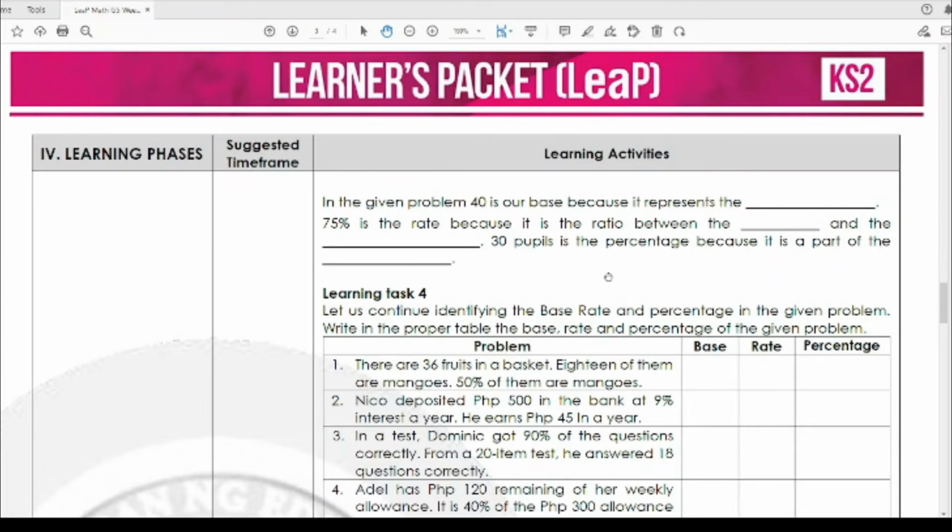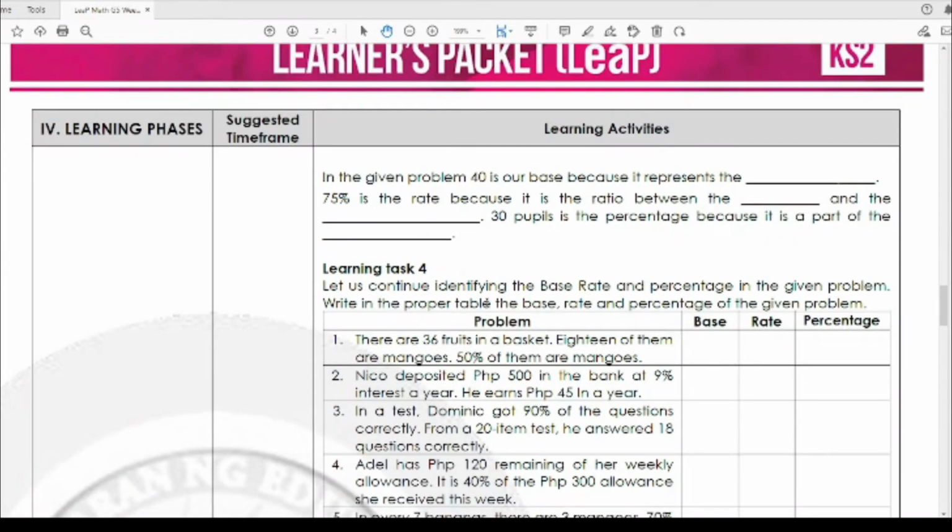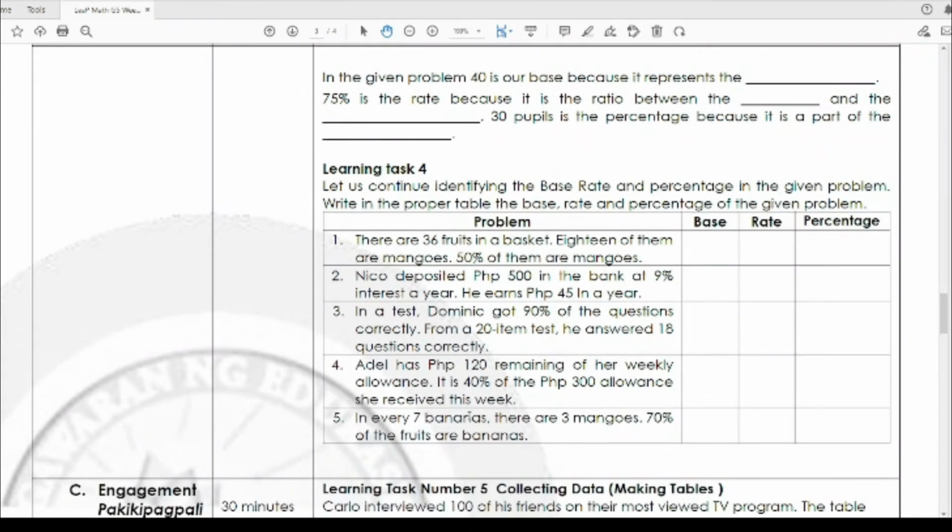Learning task number 4. Let us continue identifying the base, rate, and percentage in the given problem. Write in the proper table the base, rate, and percentage of the given problem. So we have here 5 problems. Opposite of it, you will put the base, rate, and percentage. I will read number 1 for you. There are 36 fruits in a basket. 18 of them are mangoes. 50% of them are mangoes.